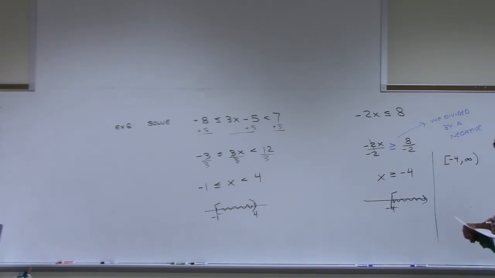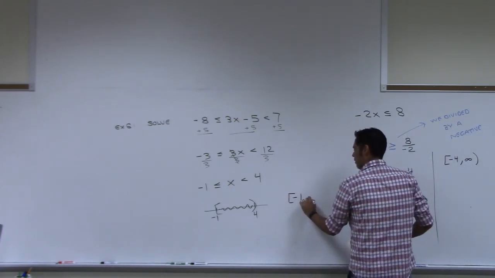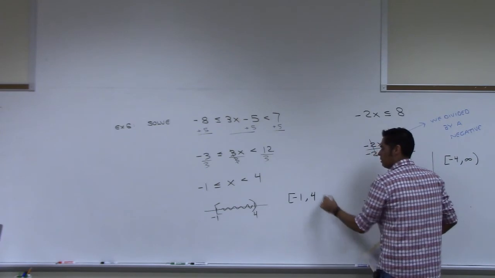And Dylan, where's Dylan? Dylan, can you give me the interval notation for that answer? Okay. 4, parenthesis. Okay, good.